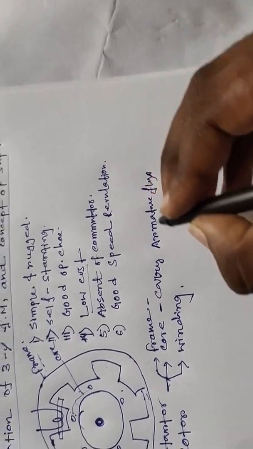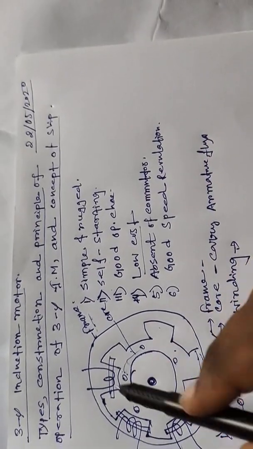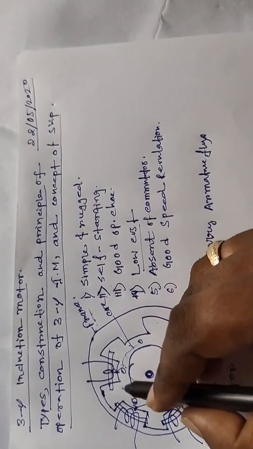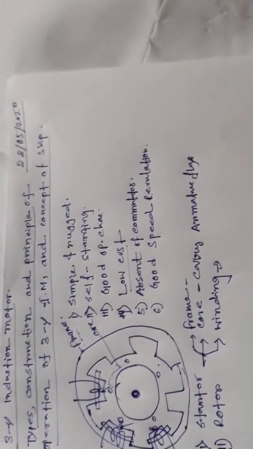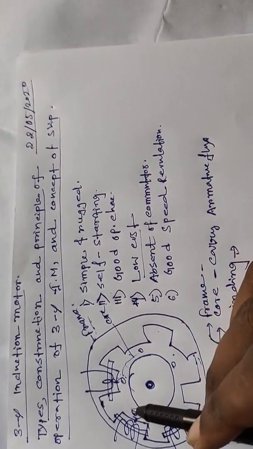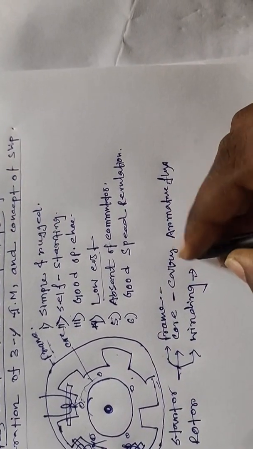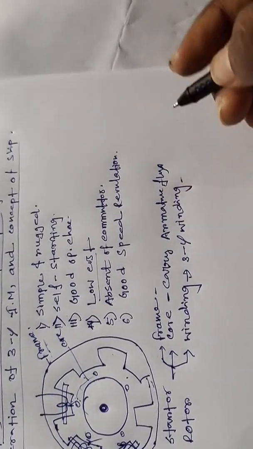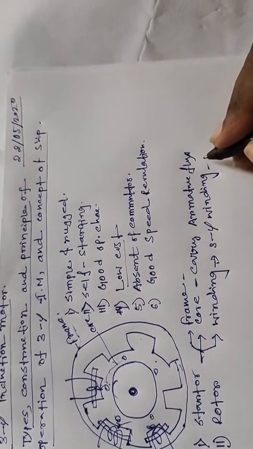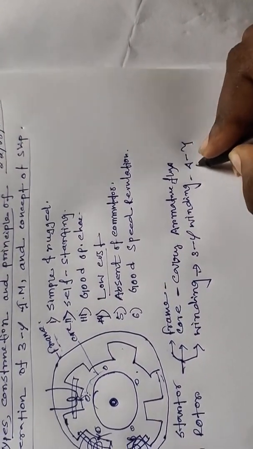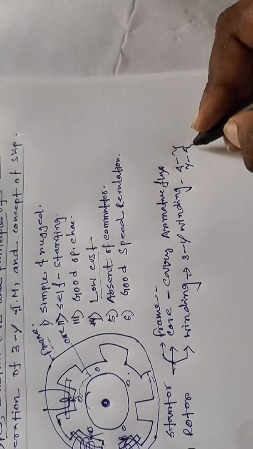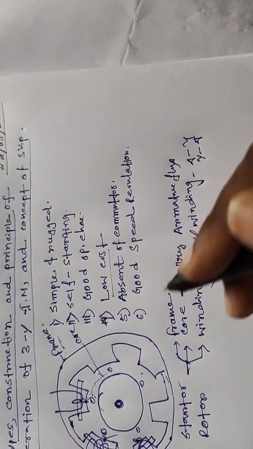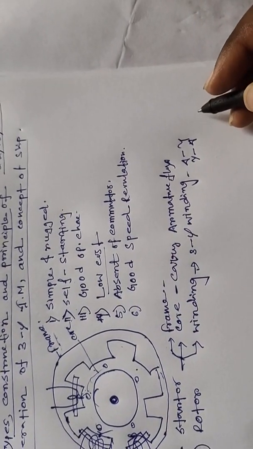And then I will discuss the winding. Here mainly three windings R, Y, B are used. That means three-phase winding is used. This winding is connected in star-delta or delta-star, or delta or star connection. Mainly the squirrel cage induction motor uses the star-delta connection.